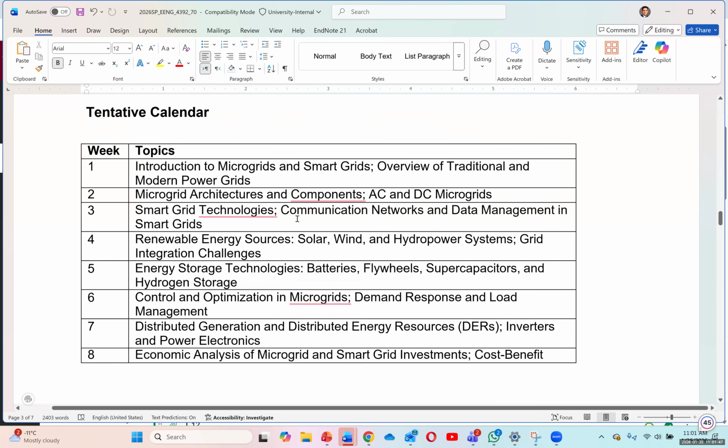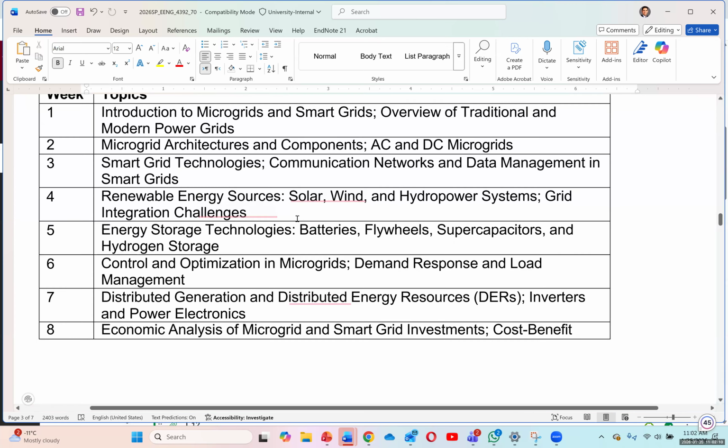Now, the tentative calendar for this course. For the first week, we're going to have introduction to microgrids and smart grids, overview of traditional and modern power grids, microgrid architecture and components, AC and DC microgrids, smart grid technologies. For week 3, communication networks and data management in smart grids. Week 4 is going to be renewable energy sources such as solar, wind, hydro, geothermal, and grid integration challenges.